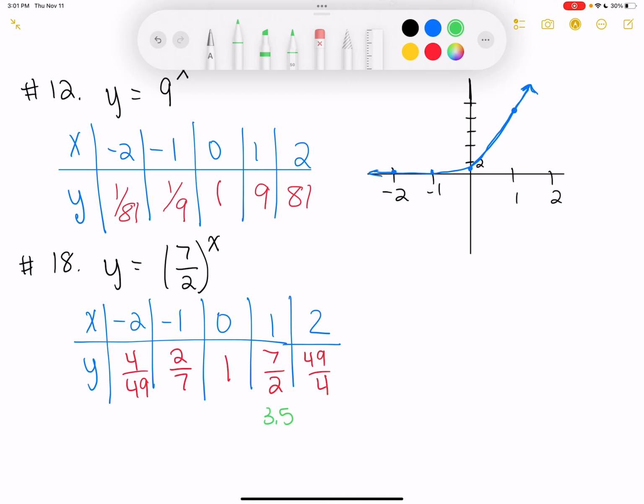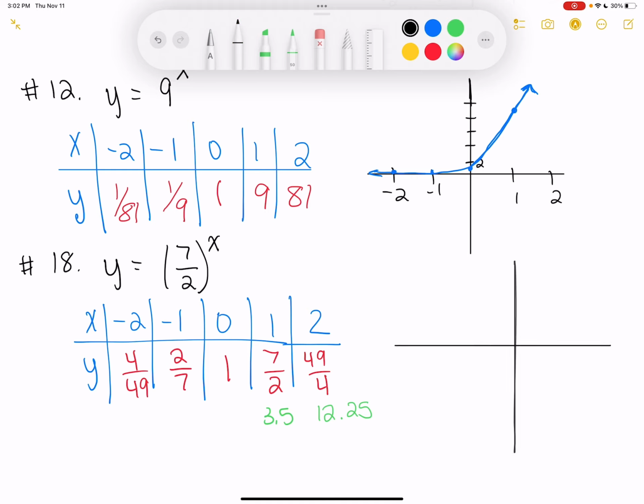Now 49/4. 48 divided by 4 is 12, so it's a little bigger than 12. It's 12 and 1 left over, so 12 1/4 or 12.25, approximately. When it's these fractions like this, I don't care. It's just close to 0.